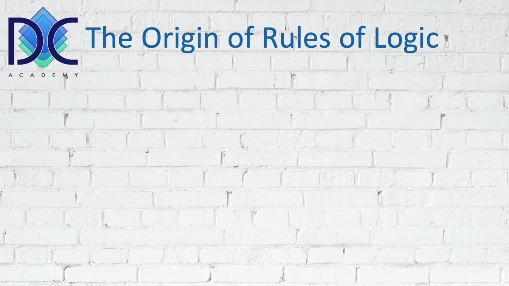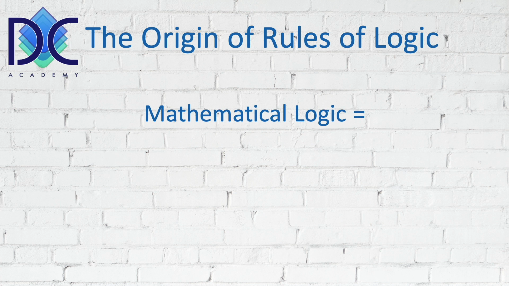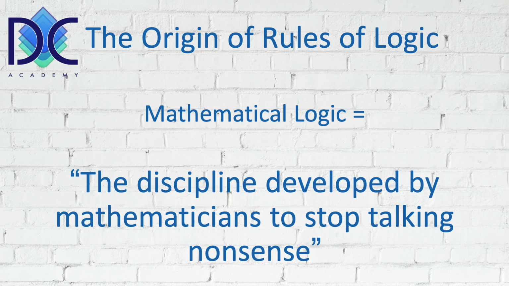Now, when we look at the origin of the rules of logic, we typically go back to what we call mathematical logic. And mathematical logic is in fact a way that mathematicians developed to stop talking nonsense. The definition can be said as the discipline developed by mathematicians to stop talking nonsense.